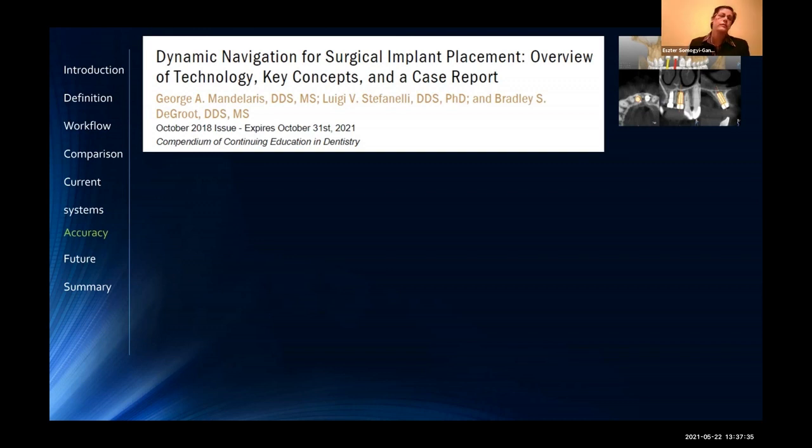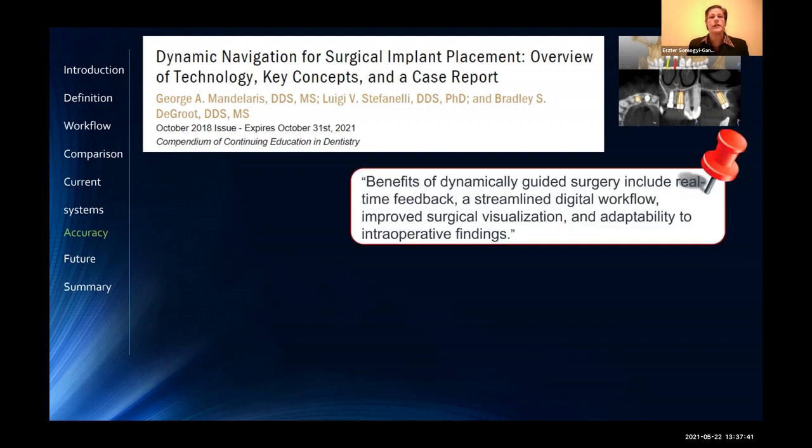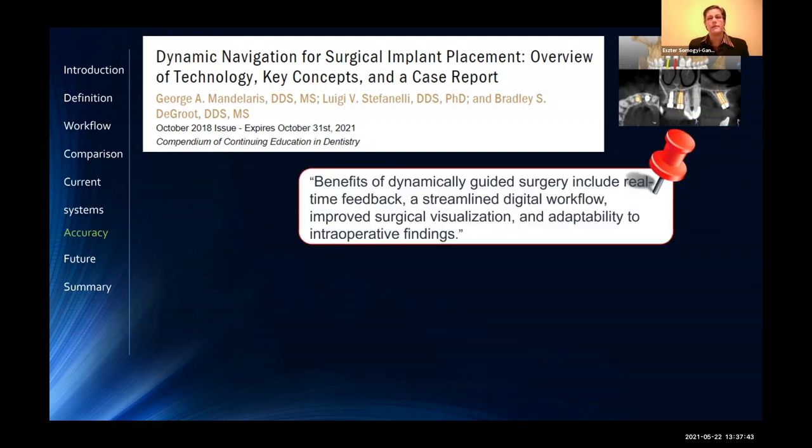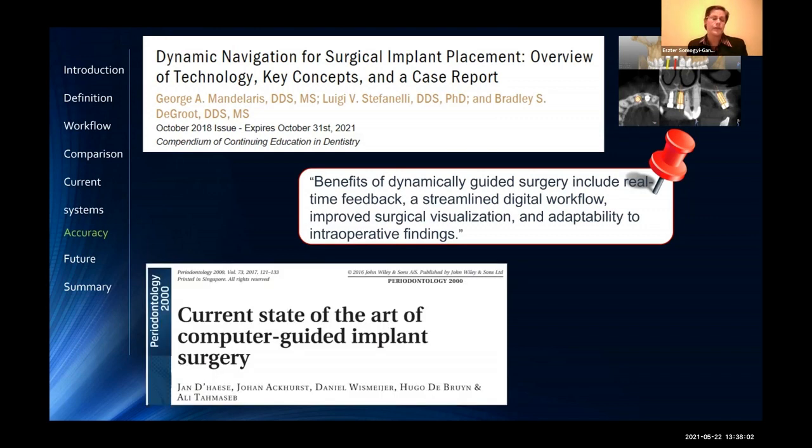And the more recent papers, if you look at them, this is one where they were actually looking at dynamic navigation specifically. And what I have mentioned, what's nice about it is that you have the real-time feedback. It's very streamlined, not time-consuming. You can see better if you want, and also can adapt to the intraoperative findings. You can replan if necessary, and you can irrigate.